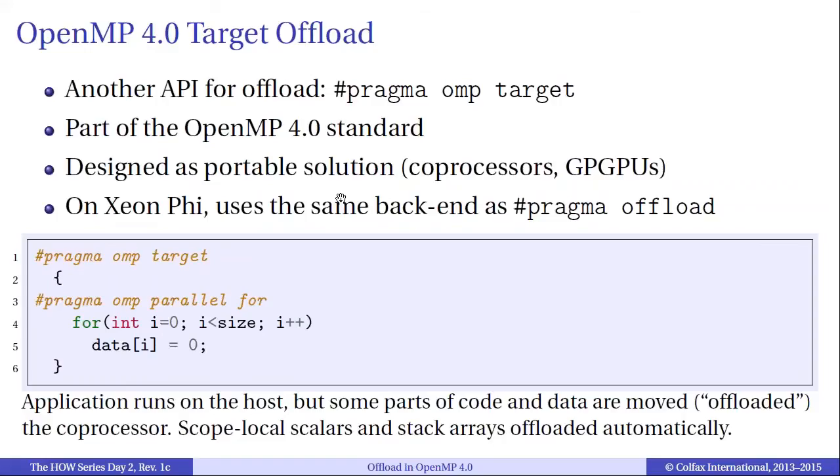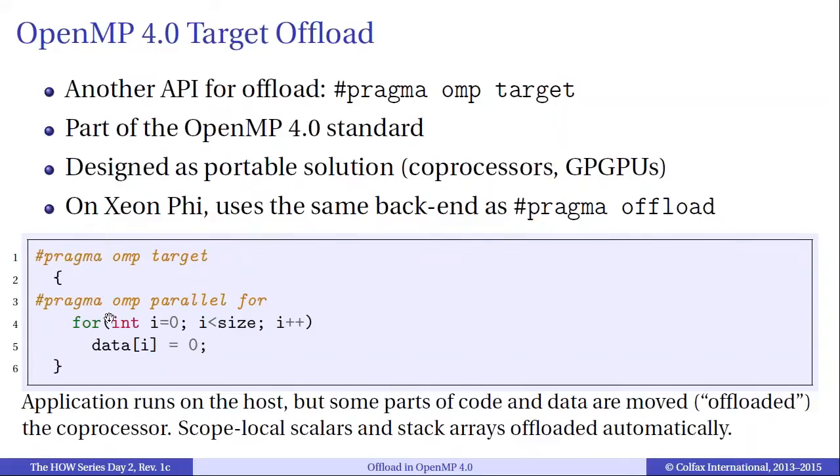So what I'm showing now is still offload, but with a different syntax. This syntax is designed to be portable, and potentially you can use it in different compilers, even supposedly for other platforms such as GPUs. This syntax doesn't have pragma offload. Instead, it has pragma OMP target, and it allows you to express basically the same thing.